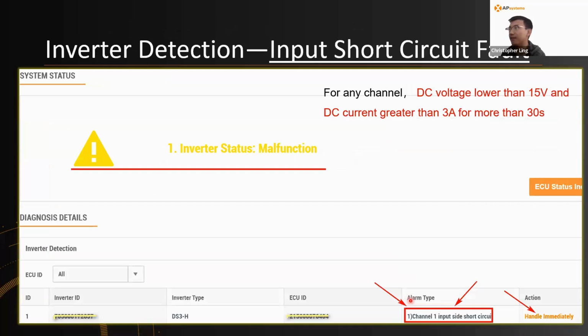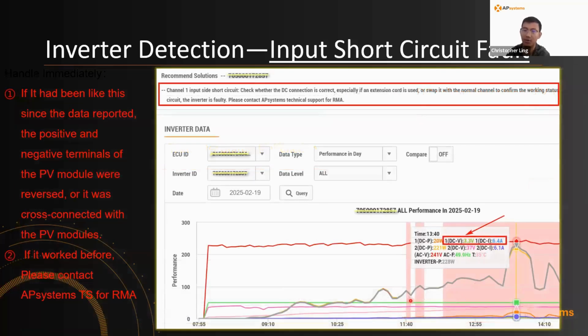We're also able to identify what we call short circuit inputs, where we see that the voltage is lower than 15 volts and we see a current that is higher than 3 amps. Usually in those scenarios, it's one of two things. One is that there is indeed something wrong with the microinverter, that there's a short circuit.